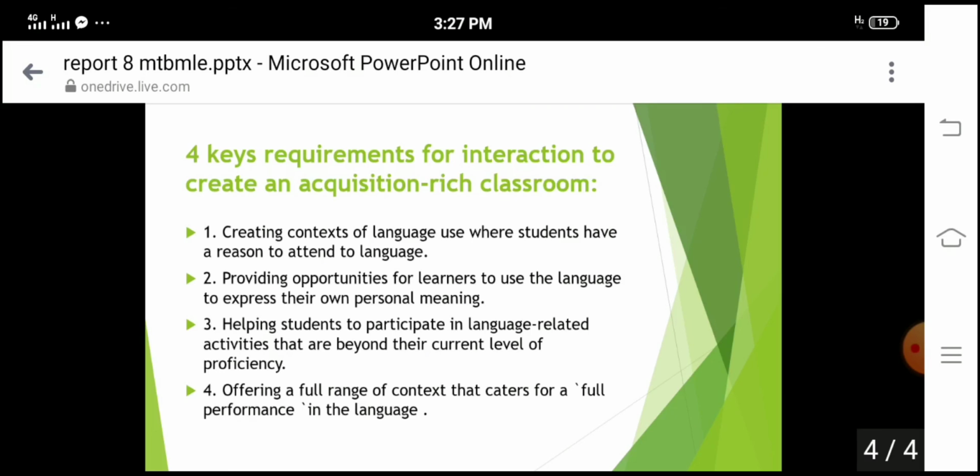Number 2, providing opportunities for learners to use the language to express their own personal meaning.